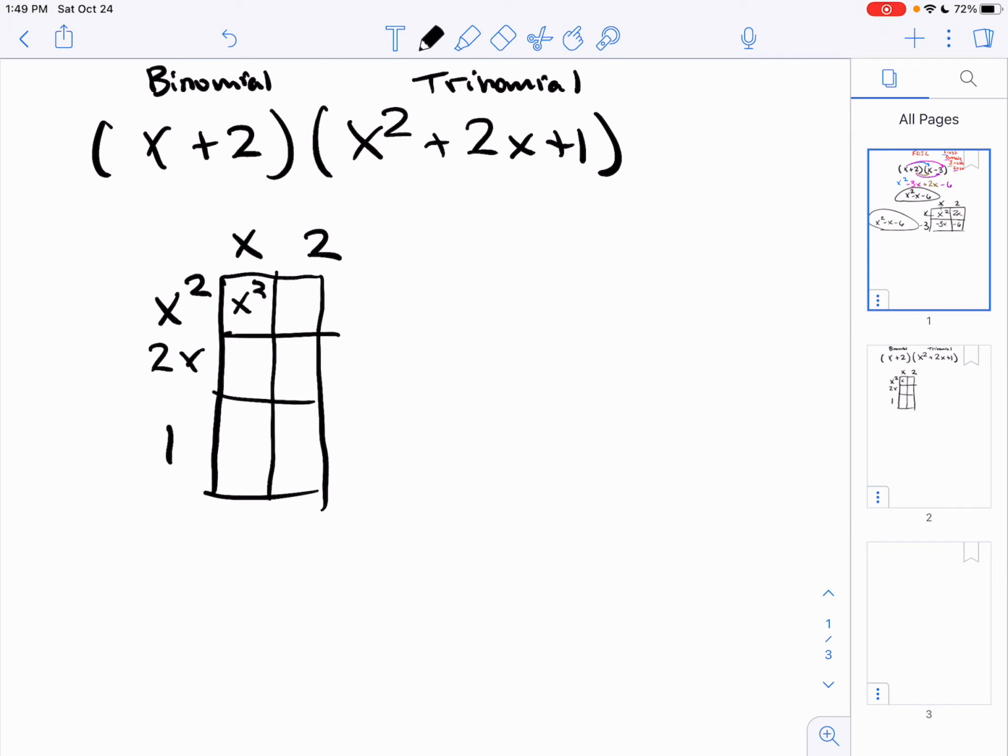So I have x to the third, 2x squared here, 2x squared, 4x, x, and 2. And now I'm just going to add everything in the box. 2x squared and 2x squared make 4x squared. 4x and x makes 5x. And then my constant 2.